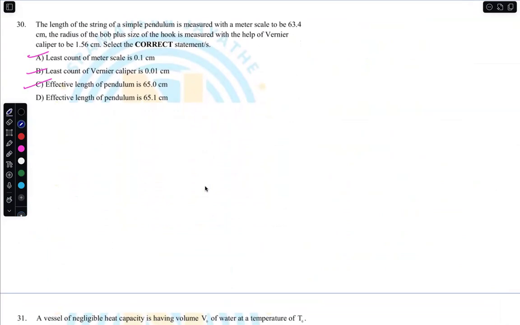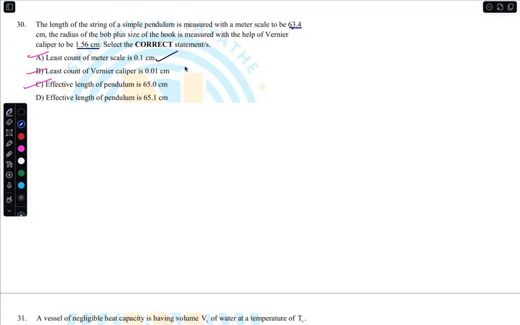The length of the string of a simple pendulum is measured with a meter scale to be 63.4 centimeters. The radius of the bob plus the size of the hook is measured with the help of vernier calipers to be 1.56 centimeters. Select the correct statement. Yes, this is the easiest question. At least two you can opt. Least count of the scale, correct?